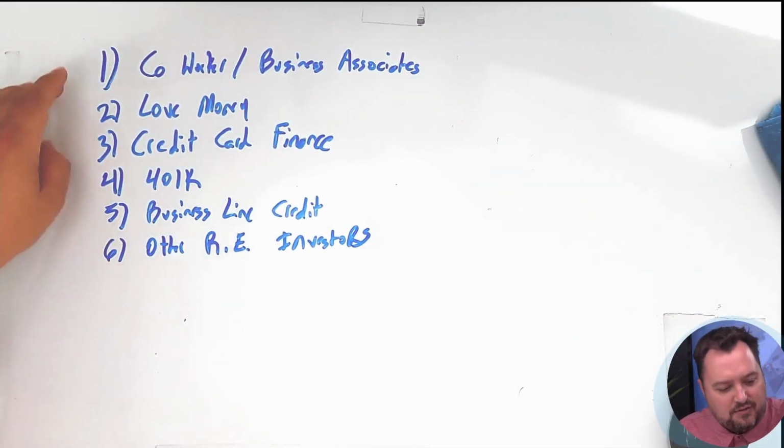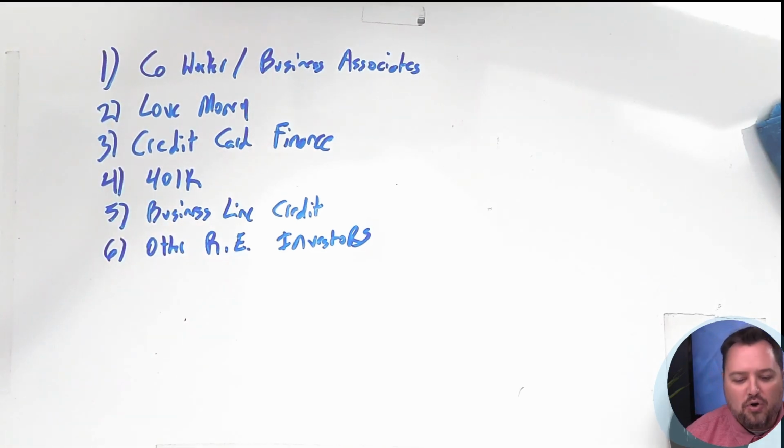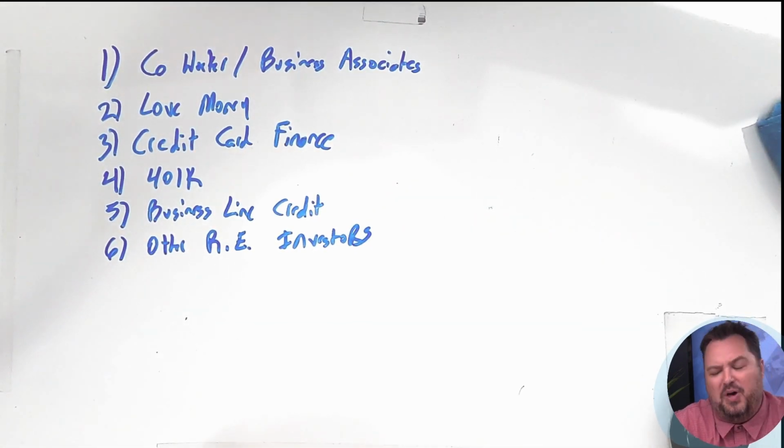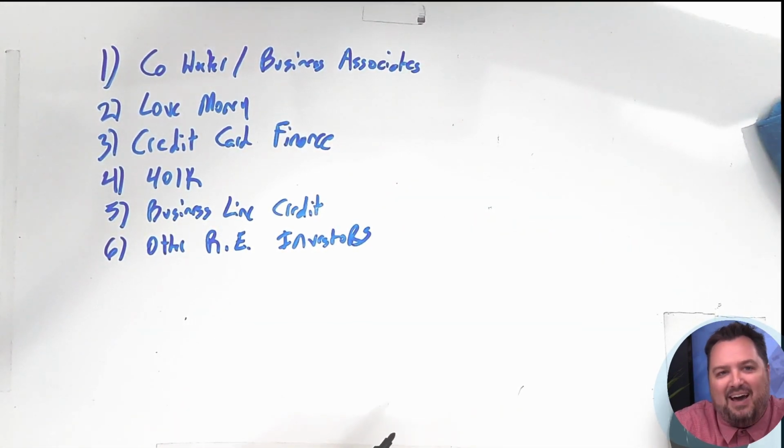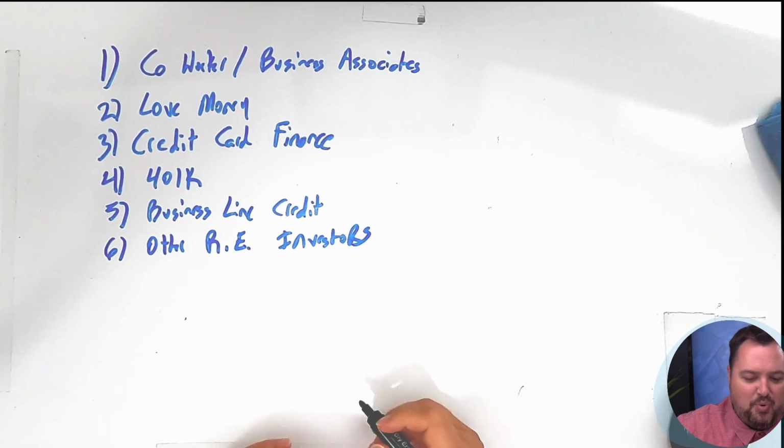So there's a few things. The first one is to talk to my coworkers or business associates. There are other people like you that may have some money they want to get to work. There are people who have money but not time, and you have time but not the money, and it's a great opportunity to work together to put a business partnership together.